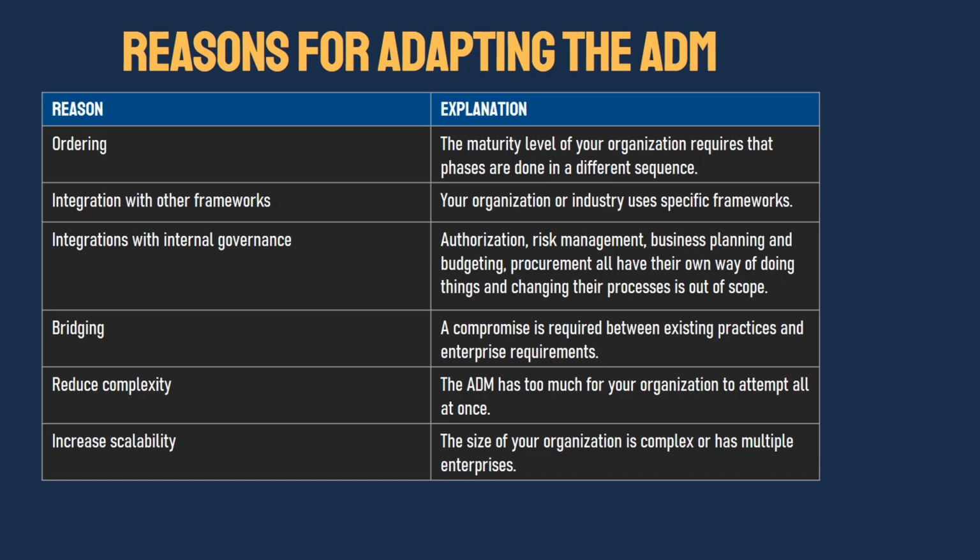Sometimes you need to integrate it with internal governance. This could be because authorization, risk management, business planning, budgeting, and procurement each have their own way of doing things, and changing their process is out of scope. You just want to be able to interface with them. In that particular case, an integration may be helpful. Tailoring is what is referred to when we make a compromise between existing practice and some of the requirements that the enterprise might already have in place.